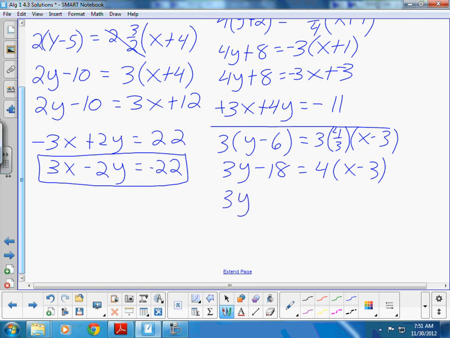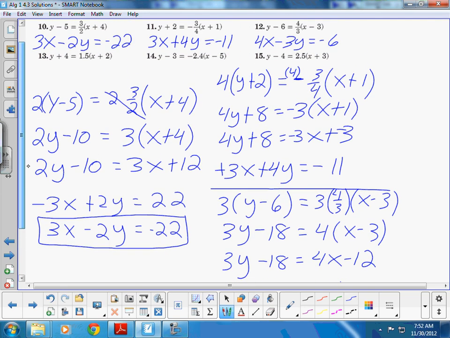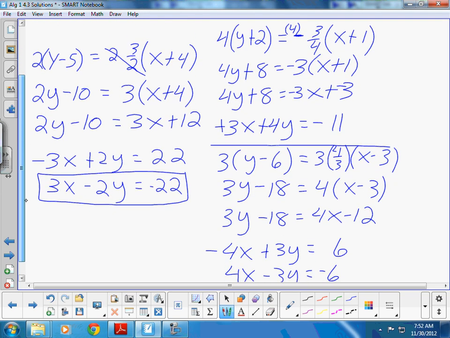3y minus 18 equals 4x minus 12. Subtract the 4x, add the 18, so I have a negative 4x plus 3y is equal to, add the 18, that gives me 6, and multiply everything by a negative, gives me 4x minus 3y equals a negative 6. Double check, make sure that is correct. 4x minus 3y equals a negative 6.